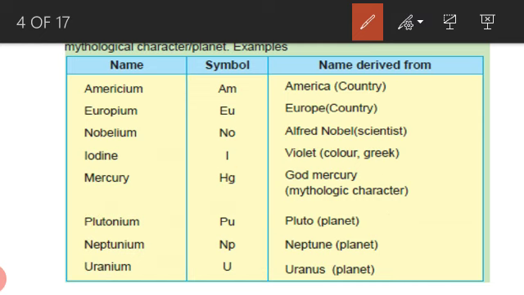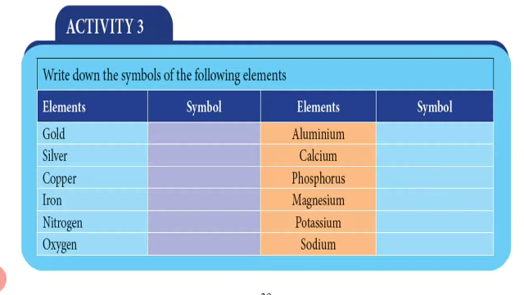You see, students, I have given one activity. You try to write these symbols from the video. Okay.